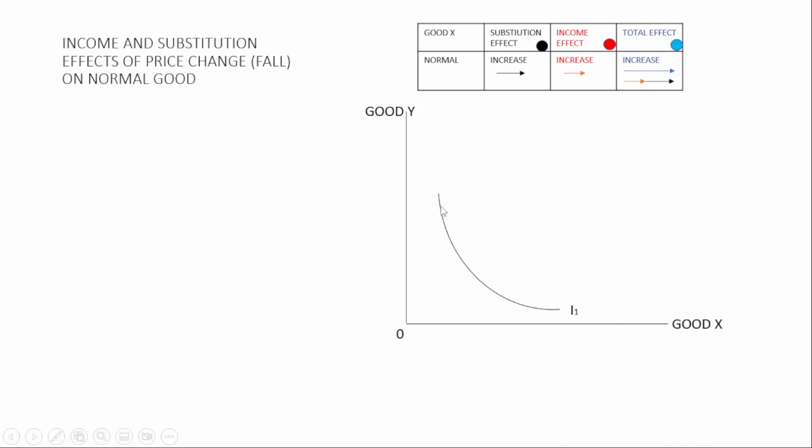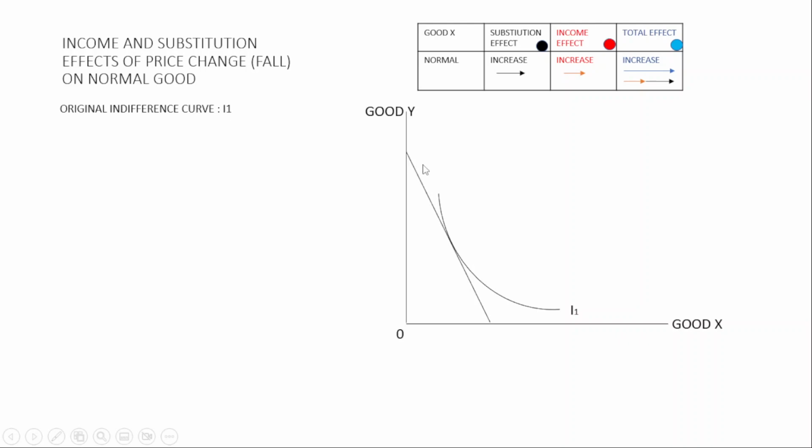So if you use more of Y and less of X at this point, or less of Y and more of X at this point, you will get the same output, that is 100 units. I have not written 100 here, but it gives you the same output. So we have this original indifference curve I1.